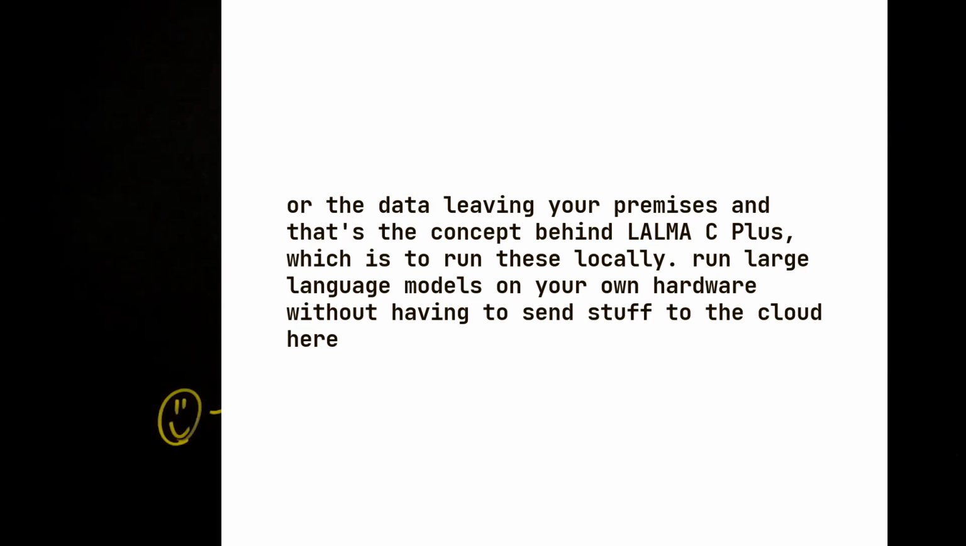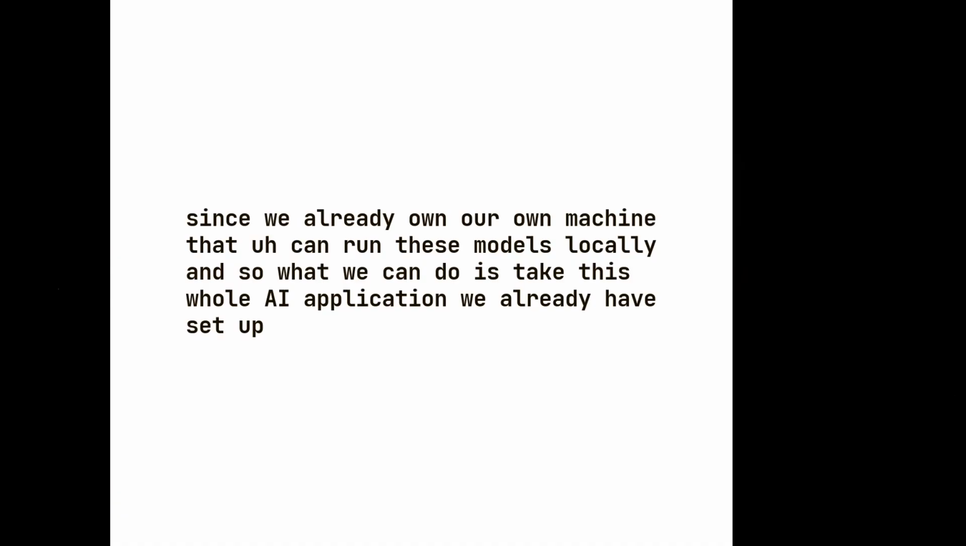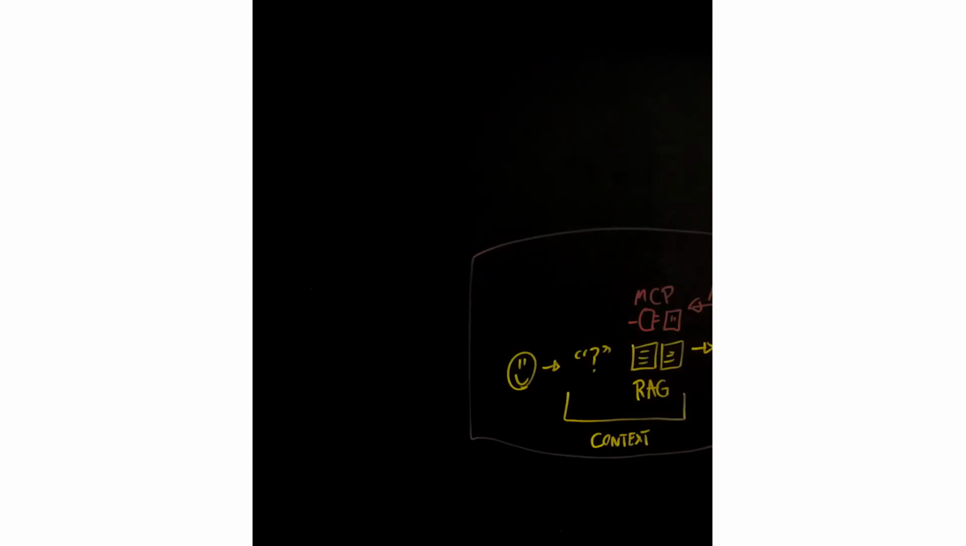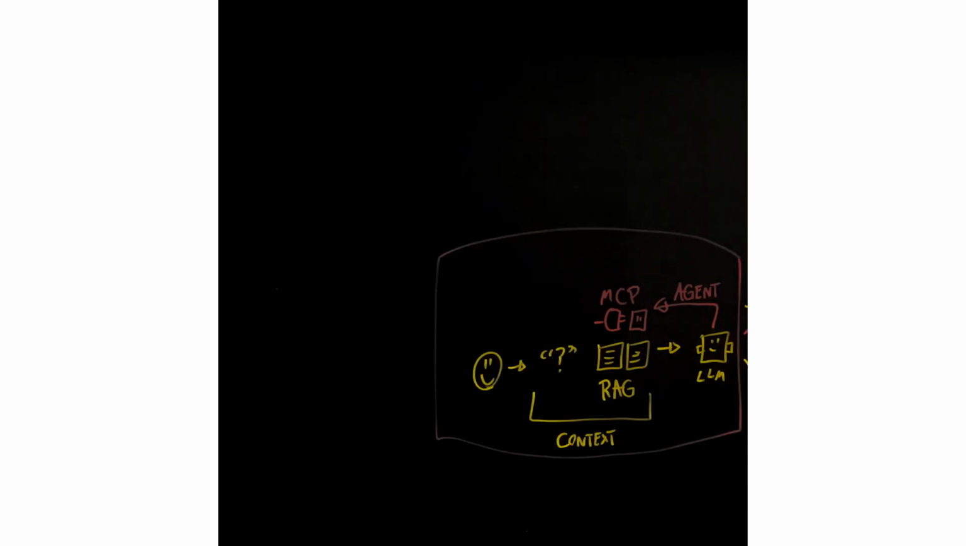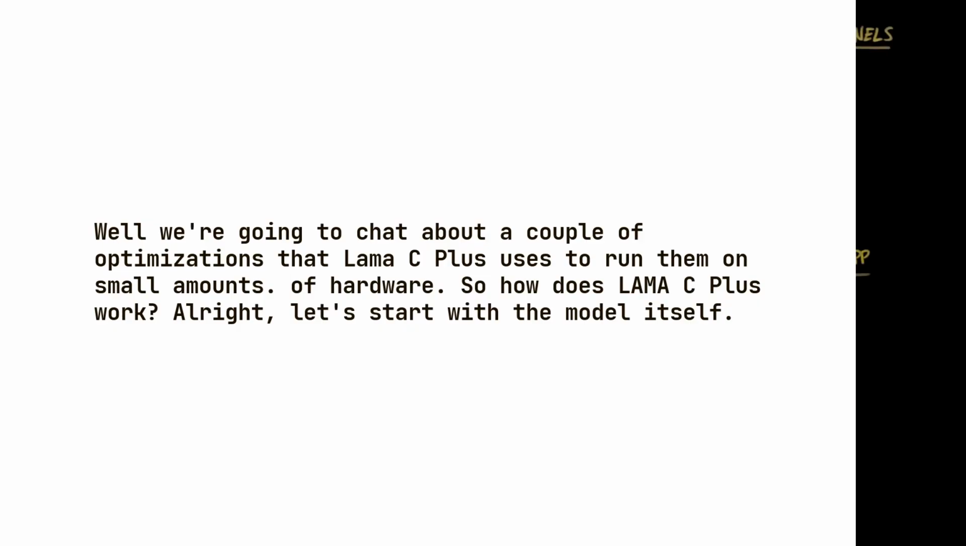Run large language models on your own hardware without having to send stuff to the cloud here, since we already own our own machine that can run these models locally. And so what we can do is take this whole AI application we already have set up, and we can begin sending those requests to a local model. If you've ever heard of Ollama or GPT4All, all of these tools are using Llama.cpp under the hood to run those LLMs. But how does that actually go down? Well, we're going to chat about a couple of optimizations that Llama.cpp uses to run them on small amounts of hardware. So how does Llama.cpp work?